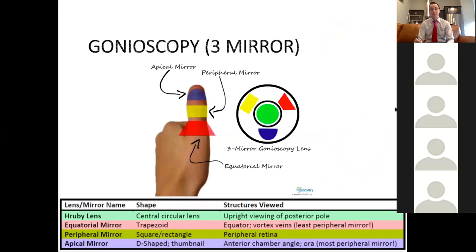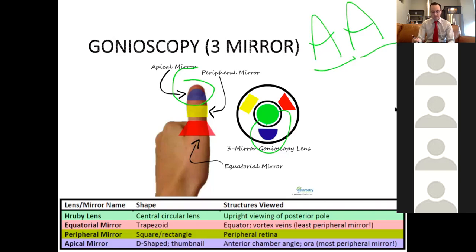I think another way in which they could ask us questions regarding gonioscopy would be the shape of the mirror, right? And so here we have kind of the thumbnail, apical, apical, however you want to say it, mirror. A way that I came up with to remember it would be A for apical, anterior chamber, okay?